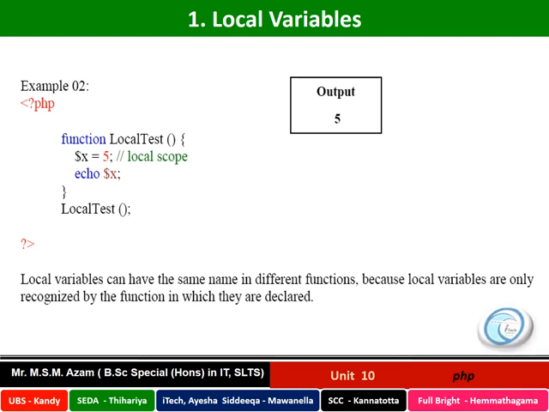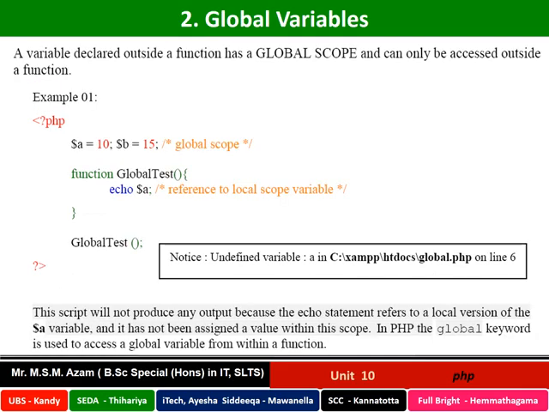Normally, local variables can have the same name in different functions because local variables are only recognized by the function in which they are declared. The second type of variable is global variables. A variable declared outside a function has a global scope and can only be accessed outside a function.